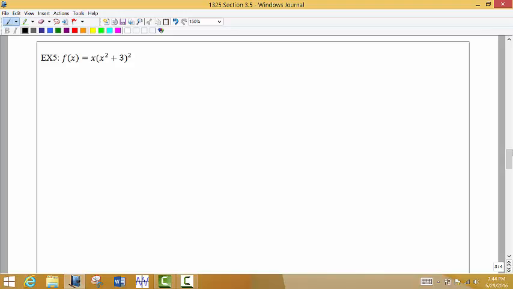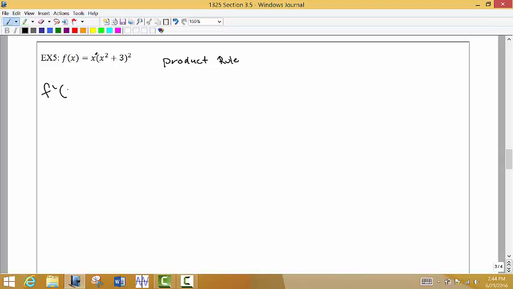All right, example 5. We have f of x equals x times x squared plus 3 squared. First of all, we have a factor of x that's being multiplied times this group that's raised to the higher power. Now notice that not everything is being raised to the higher power, just what's in the parentheses. So the first thing we're going to recognize is that there's a product overall first, and then if we need to use the chain rule, we can do that.